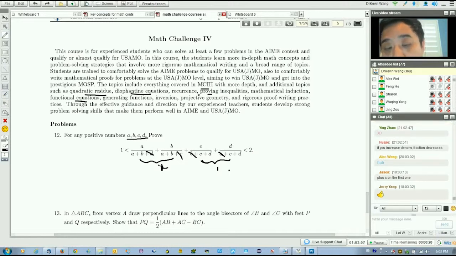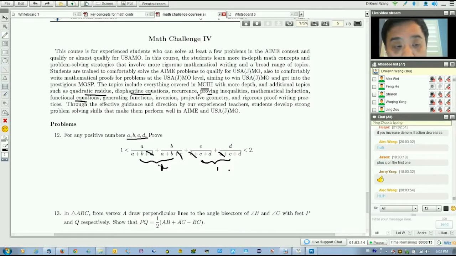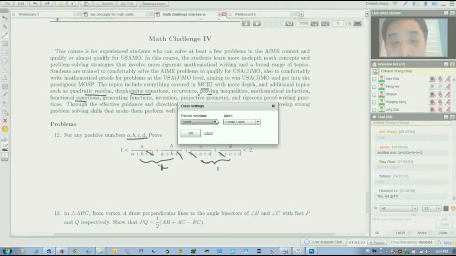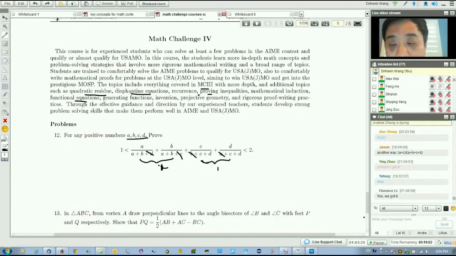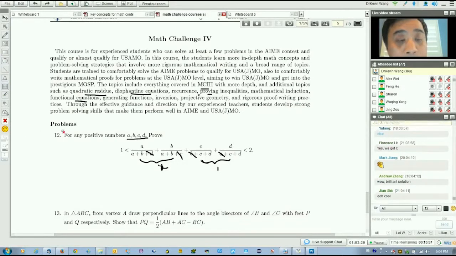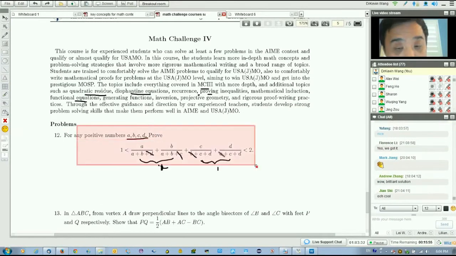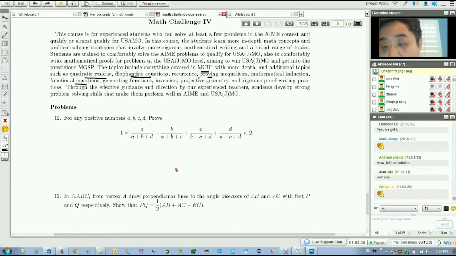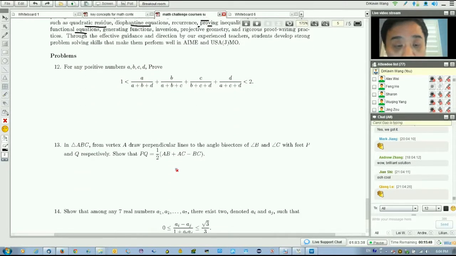That is the MC4 level. After you qualify for Math Challenge 4, we'll go into this. After you qualify for USAMO or JMO, we go into this. Let me see another one. This one is more advanced. If you don't get this one, that's totally fine. And if you are at this level, let me talk about this. Let's look at this question.